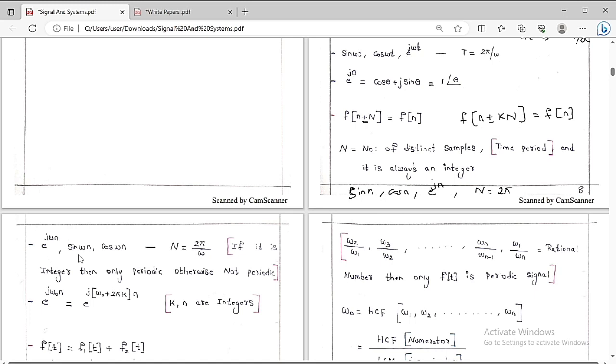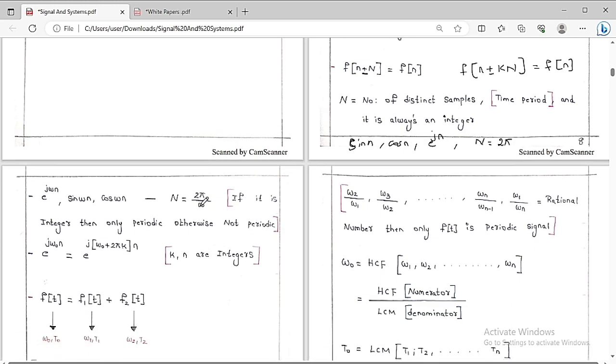Then for e to the power of j omega n, sin omega n, and cos omega n, what is the time period? It is equal to 2 pi by omega. It is the same as the previous property: as we are expanding or compressing, it will become 2 pi by omega. If it is an integer, then it is periodic, otherwise not periodic. So you always have to keep this in mind.